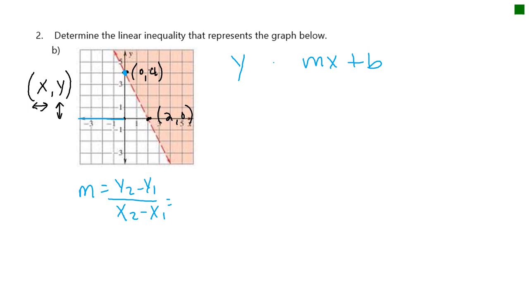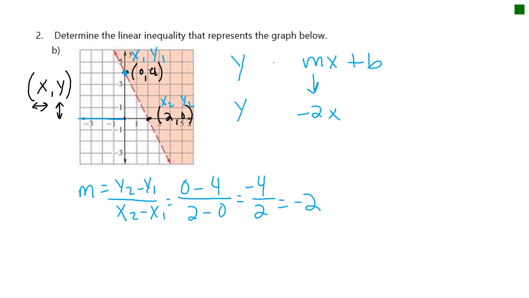This point right here. So this is going to be x1, y1, x2, y2. All right, y2 is 0 minus 4 over 2 minus 0. I get negative 4 over 2, and I get negative 2. That means that my slope is negative 2. X and y stay the same. All I have to figure out is my b.